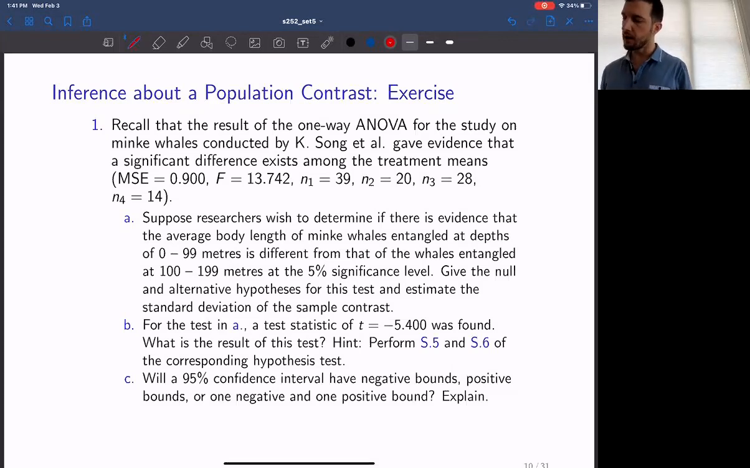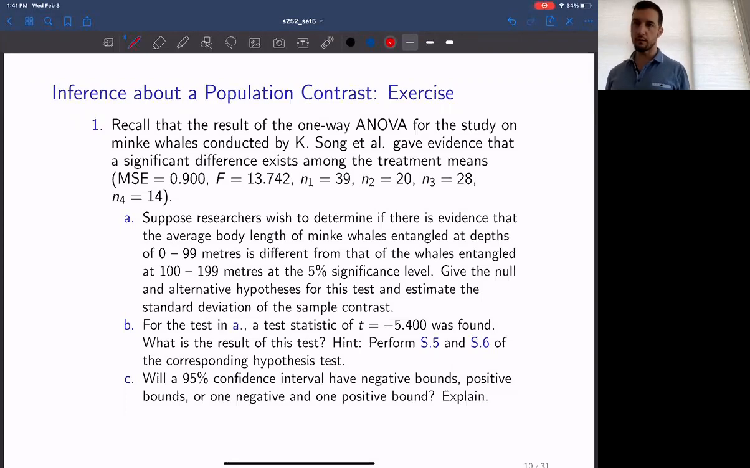Okay, part A. Suppose researchers wish to determine if there is evidence that the average body length of minke whales entangled at depths of 0 to 99 is different from that of whales entangled at 100 to 199 at the 5% significance level. Give the null and alternative for the test and estimate the standard deviation of the sample contrast.